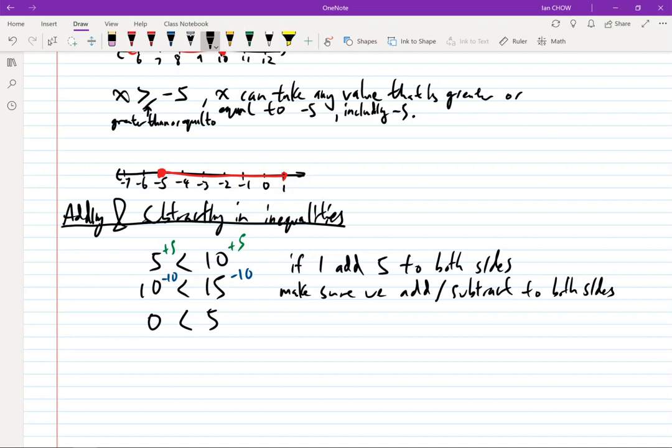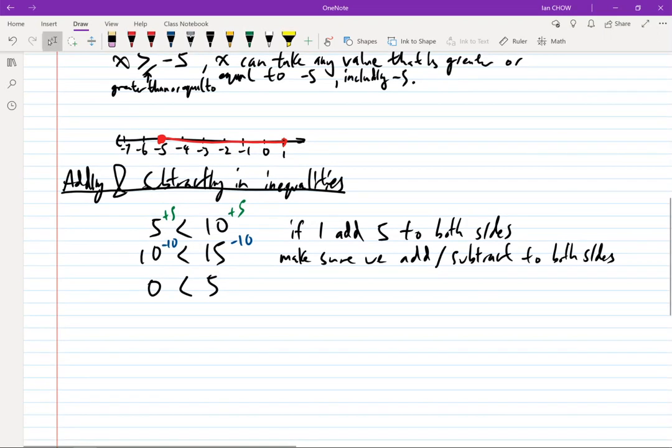It is still correct. Now, how does this go into solving inequalities? Let's say that we have, for example, x plus 5 is less than 15. Now, this is an inequality including variables. So what we have here is a condition that on the left side, we have an expression of x plus 5, and on the right side, we have another single expression of 15. And this says that x plus 5 must be less than 15.